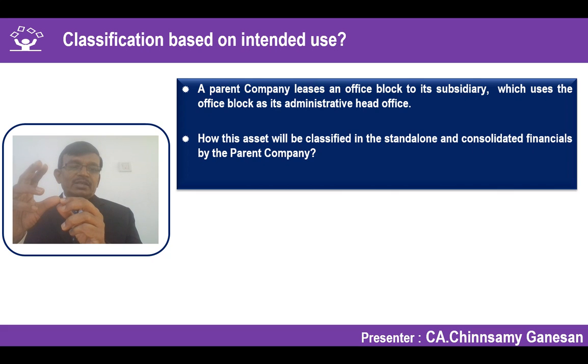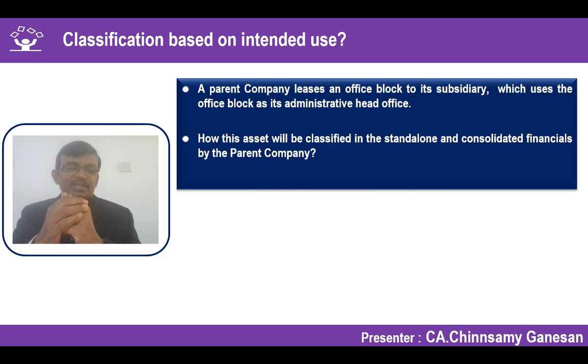The seven floors which we are talking about will be considered as part of investment property. So when the parent prepares its standalone financial statement, whatever has been leased out to the subsidiary is nothing but held for the purposes of capital appreciation or for letting it on rent to others, which is the definition of investment property. It meets the criteria. So automatically, you have to classify that as part of investment property in the standalone financial statement.